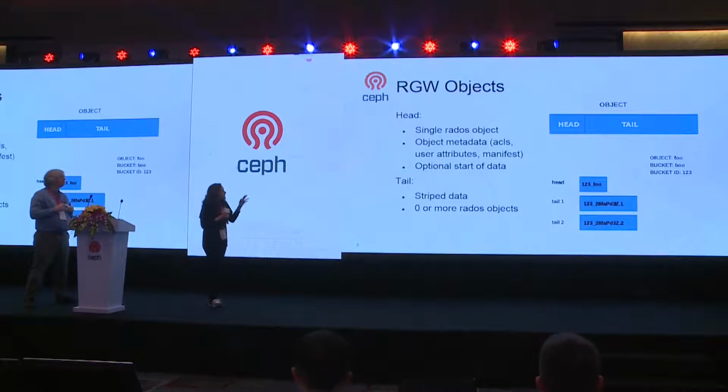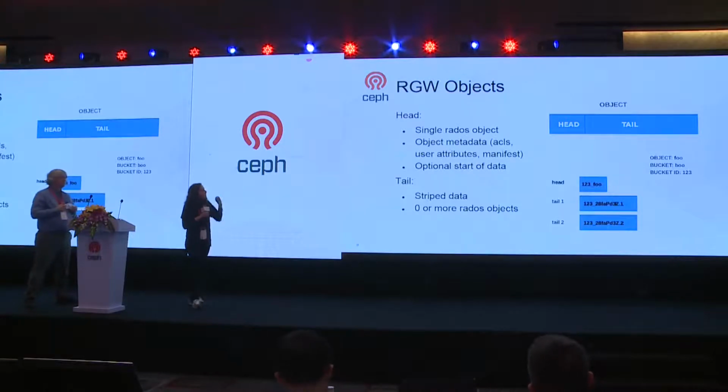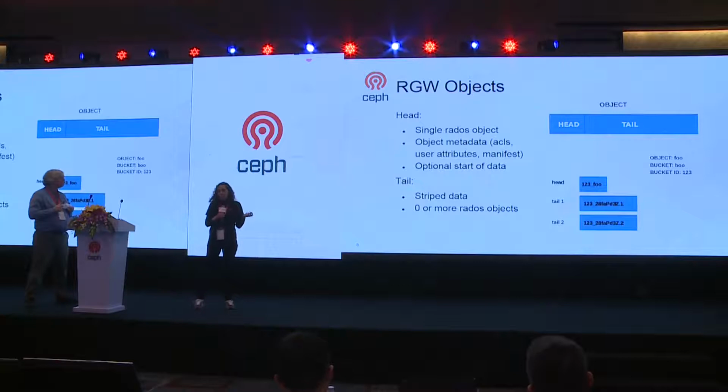So every object has a head object. It's one Rados object. It contains all the object metadata, its access control, and its manifest. And we still have some room to keep data. So small objects are actually one Rados object. Bigger objects will be striped into 4 megabyte chunks, and those we call tail objects.